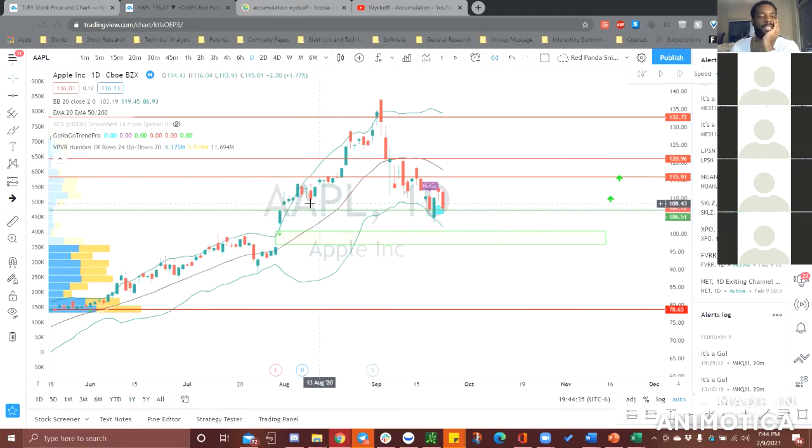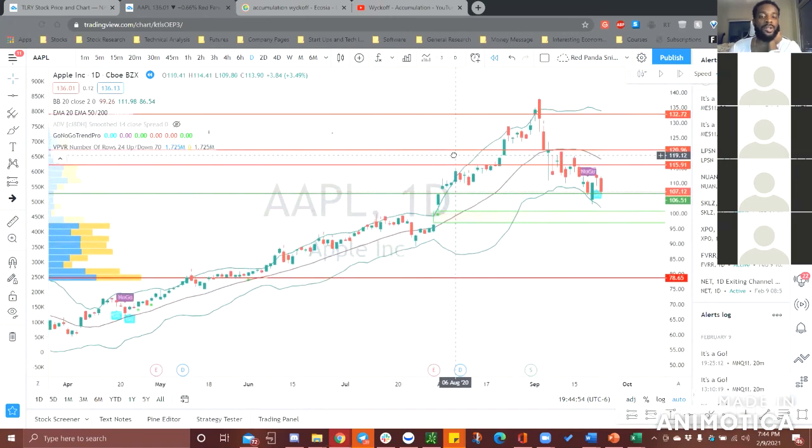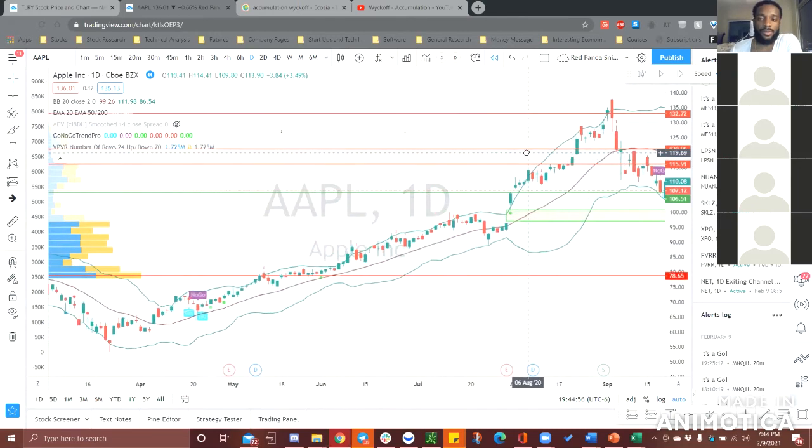No. I'm considering the support because there's a gap here. Oh, okay. So you drew that line because of the gap, not because of the bars. Well, to be honest, I wouldn't have drawn a line in general. I just would have known I could sell around here. Oh, okay. So for a newbie like me, if I see a gap, I should put a line.